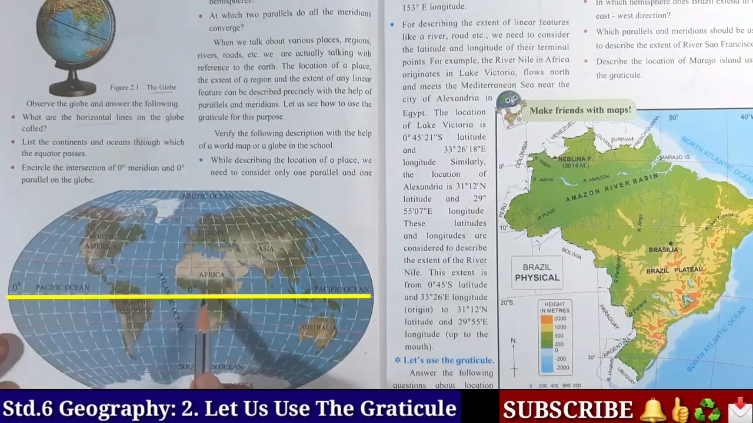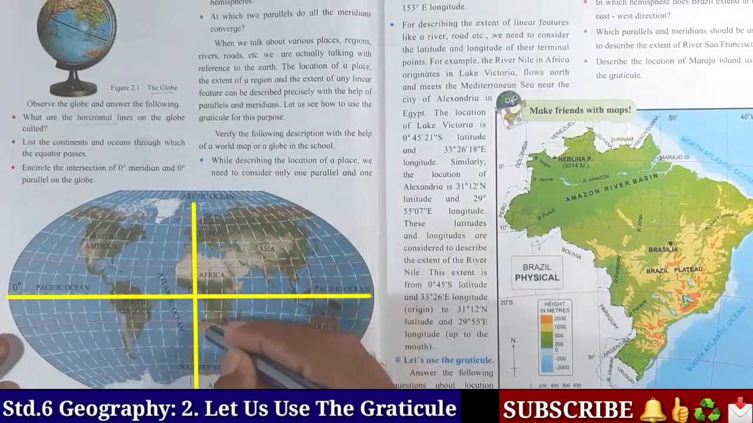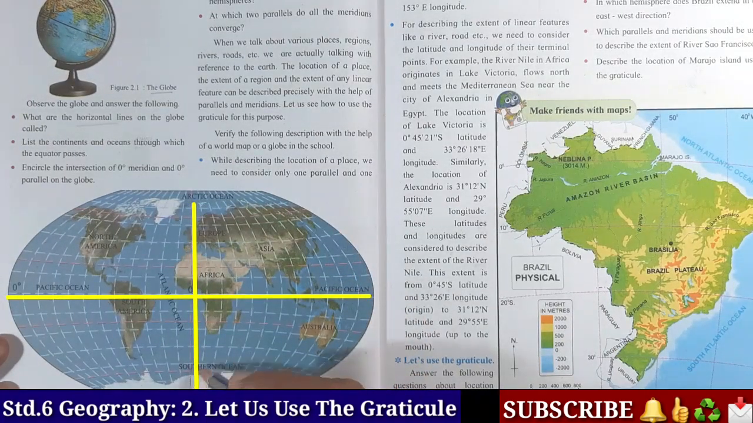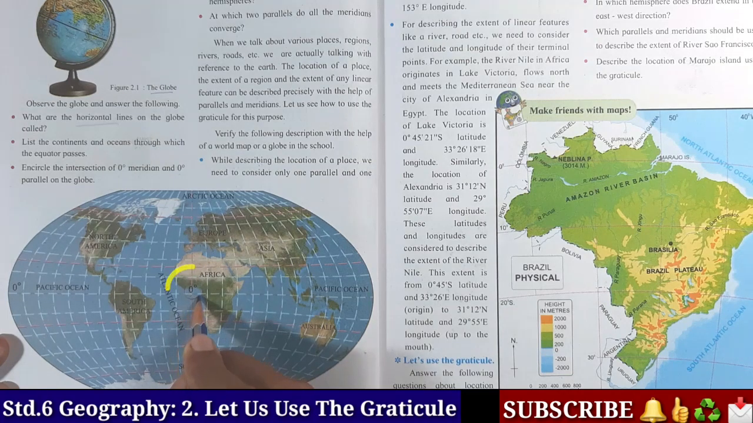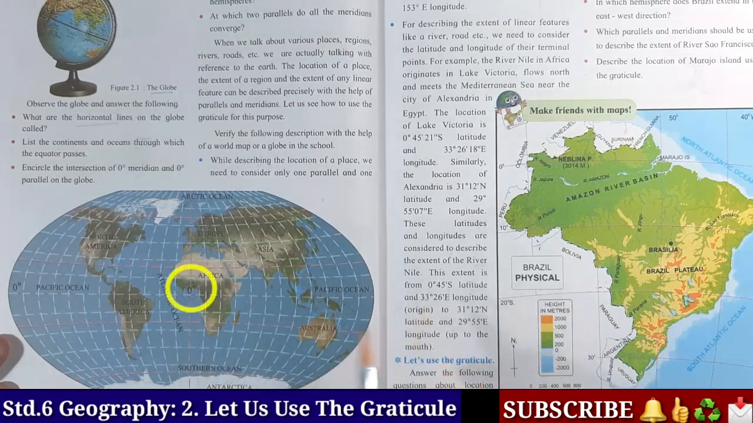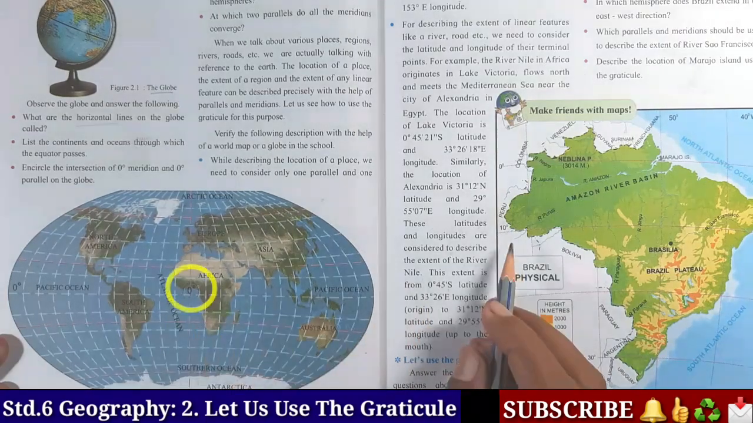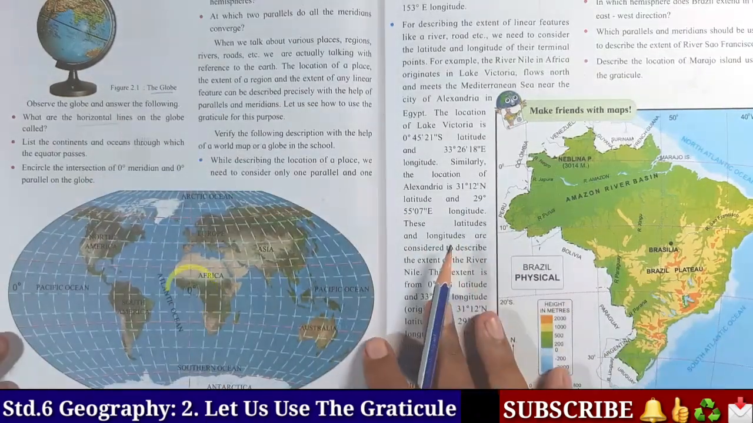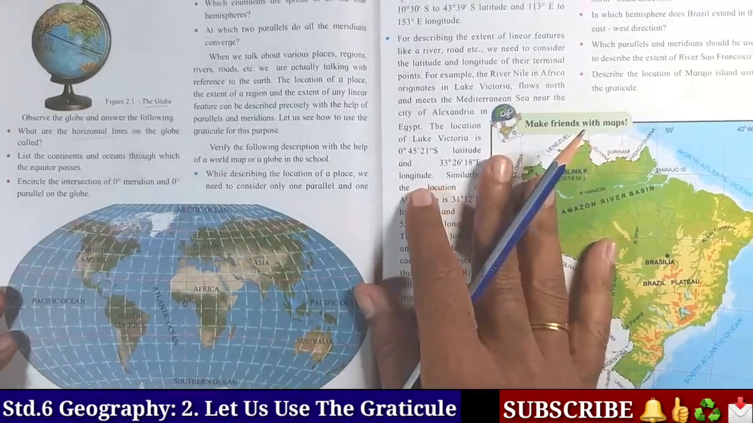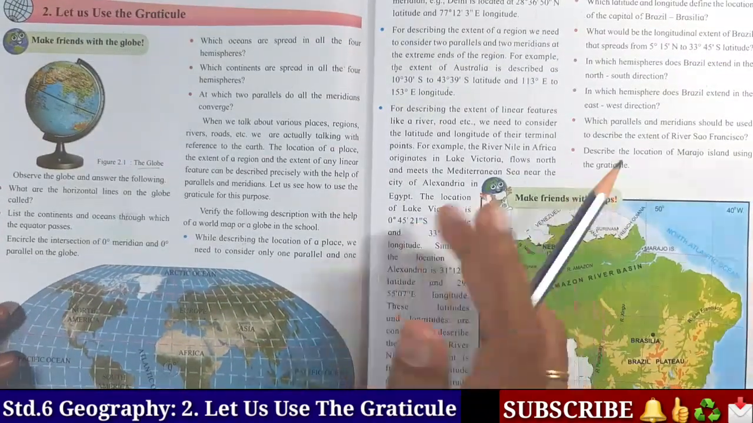So here the 0 degree parallel is here. This is the 0 degree parallel and this is the 0 degree meridian. In the first chapter we have studied this already. So this point is the intersecting point of what? 0 degree meridian and 0 degree what? Parallel. So here we have to encircle it. This is the point where the meridian and parallel intersect together. Okay students, have you understood? Very good. Now with this we will move further with the next question.